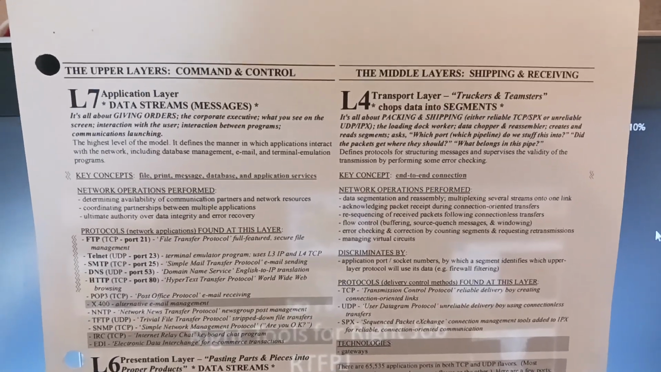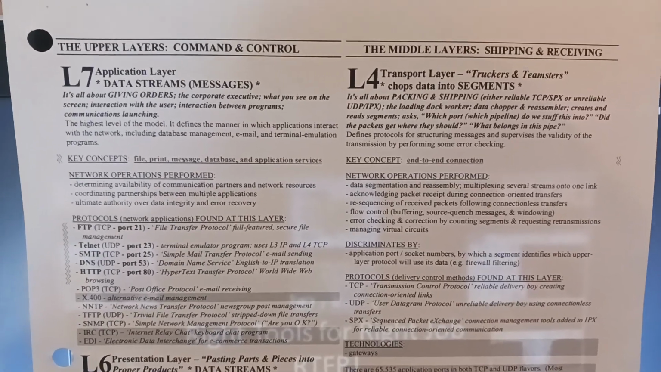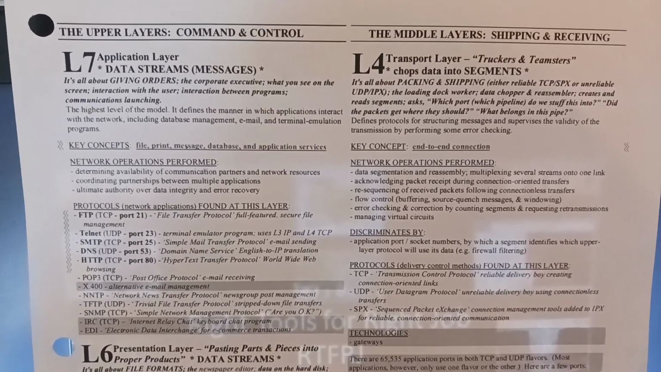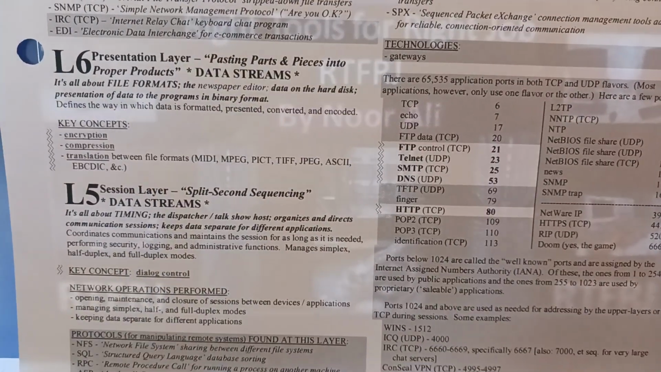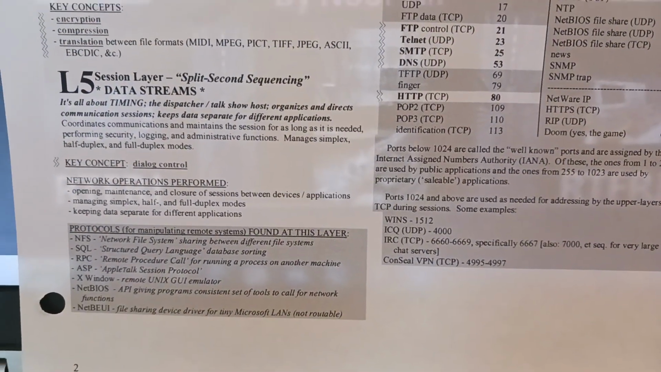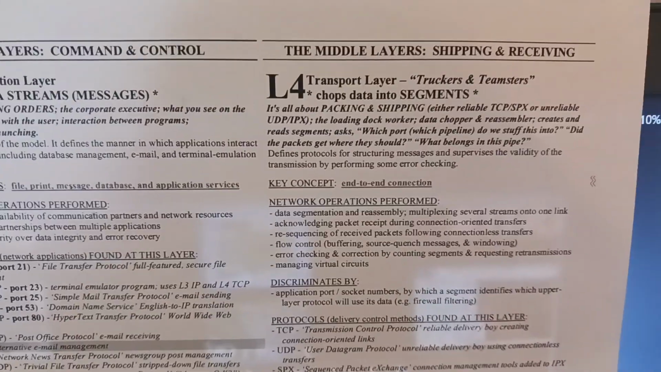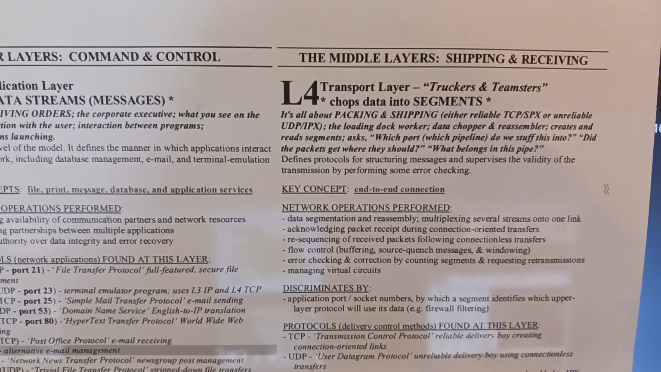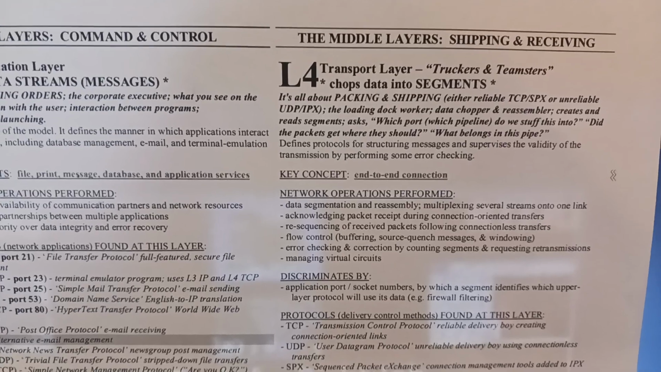So this is the upper layers, commands and control. We already know the OSI model and layers. Layer 7 is the application layer. Layer 6 is the presentation layer. Layer 5 is the session layer. And these are all valuable, important, key layers to understand how networking is done, through routers, to switches. Layer 4 is the transport layer.